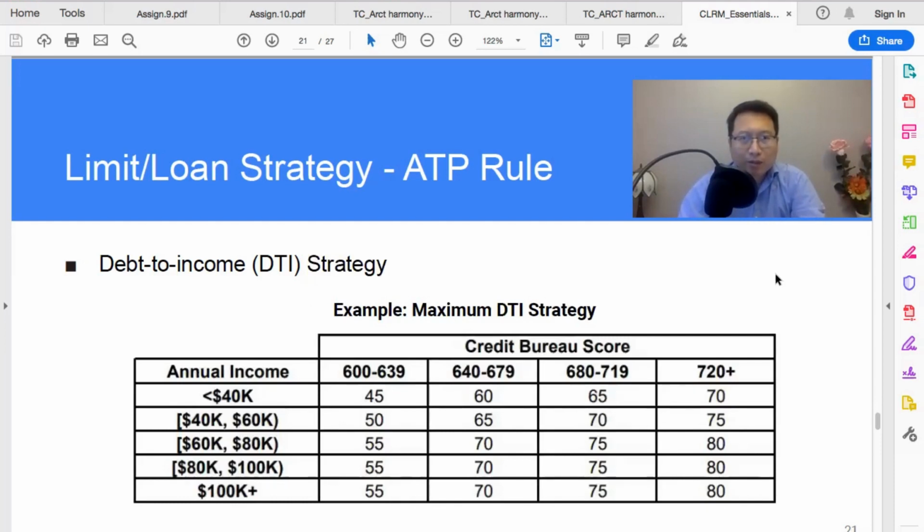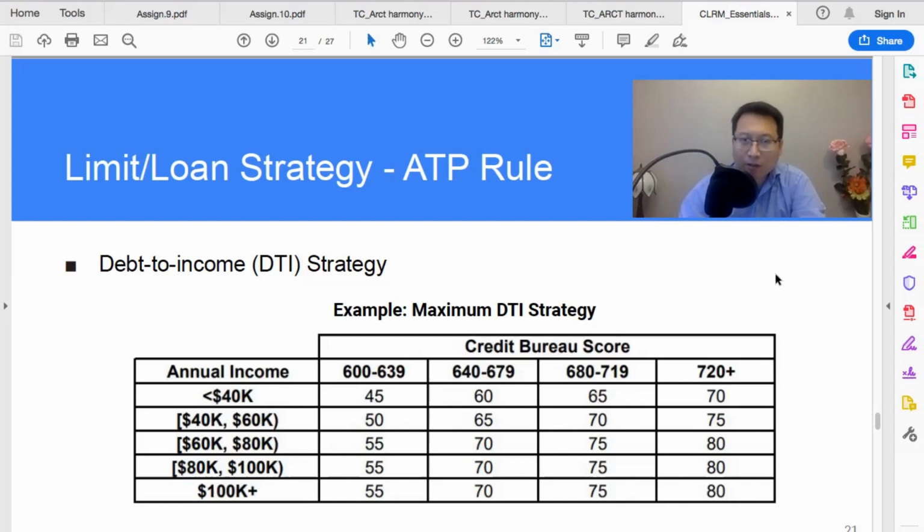How do we use the debt to income ratio? Usually there's a strategy. There are many ways to design strategy. Here we have a simple example. In the table, you can see that on the left-hand side, you have the annual income from the consumer. On the top, you have the credit bureau score. So you have a table here. For each cell, we have a maximum DTI ratio.